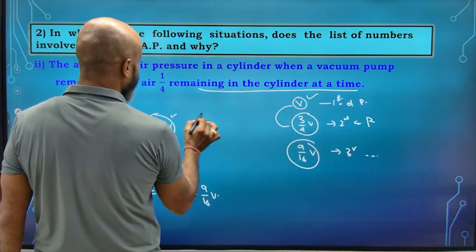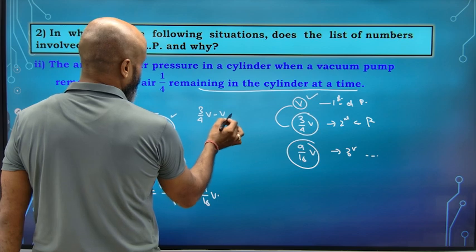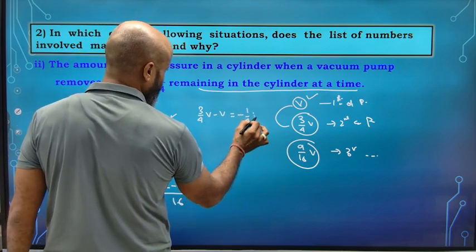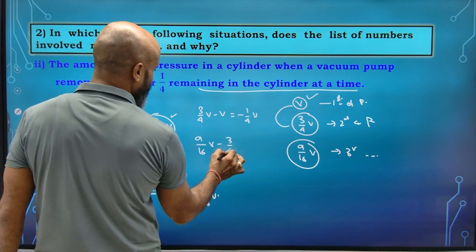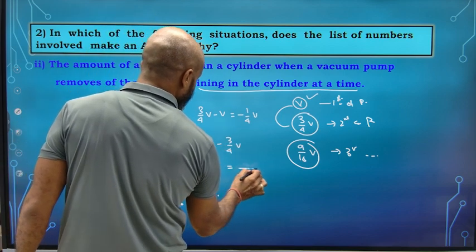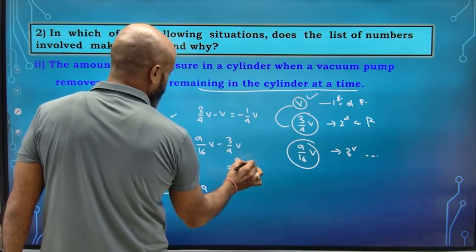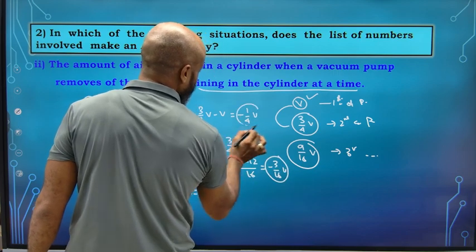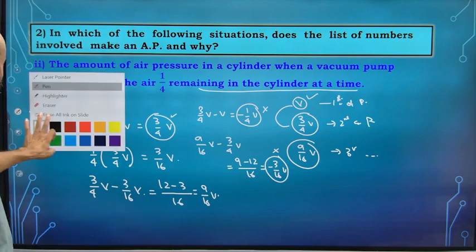Let's subtract these. 3/4 V minus V is minus 1/4 V. If I do 9/16 V minus 3/4 V, this will be how much? Over 16, 9 minus 12, that is minus 3/16 V. Are these two the same? The answer is no. So this is not a sequence. This is basically not an AP.